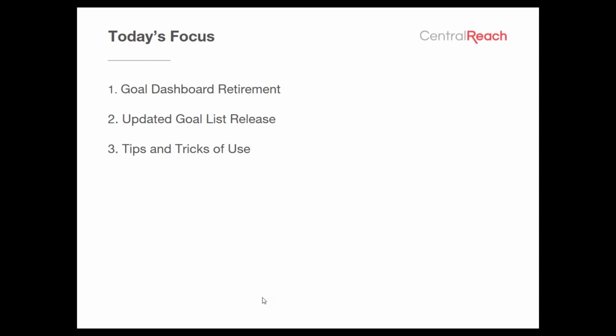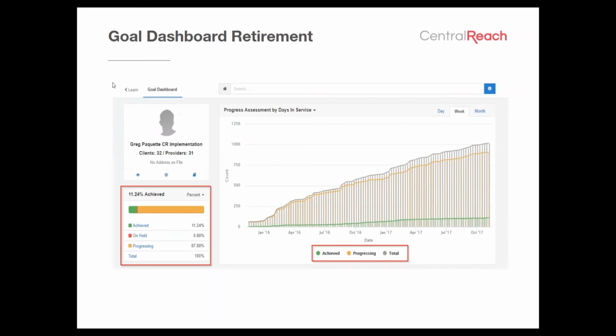For today's focus, we are going to go over the goal dashboard's retirement. A lot of you have used it over the course of the last couple of years. We haven't really advanced that feature, so we're fading it out, and we're moving the features that users did like in that goal dashboard to the goal list. The goal list will be in your account, and it will be updated either today or tomorrow, so you're getting a sneak peek at the new system. We're going to go over what it means for the goal dashboard to be retiring, what's new on the goal list, and then some tips and tricks on how to use the goal list.